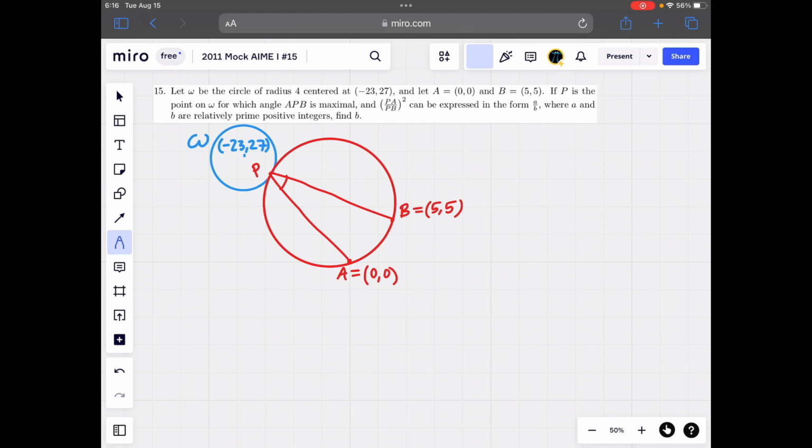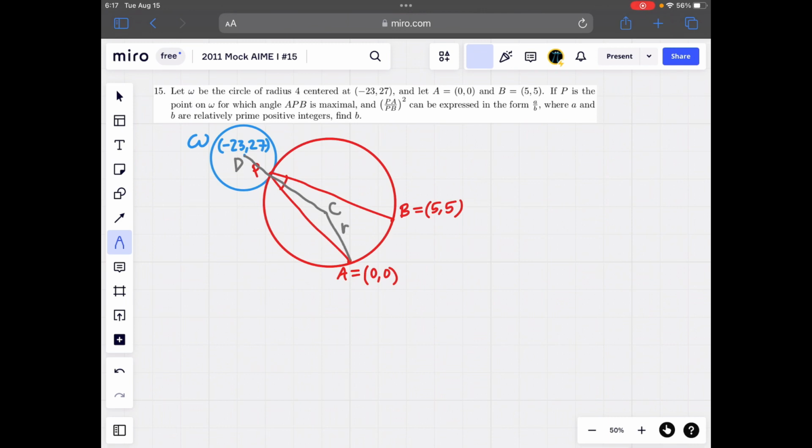So by now we've established that P is the tangency point between a circle that passes through A and B, and circle omega, which has center (-23, 27) and radius 4. So in that case, when the two circles are tangent, we want to find (PA/PB)^2. The first observation we want to make here is that P lies on the center line. The center line is the line that connects the centers of the two circles. I'll call them C and D. But let's just connect the centers of the two circles. This is C, and that's D.